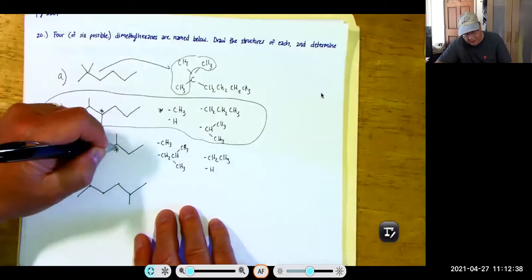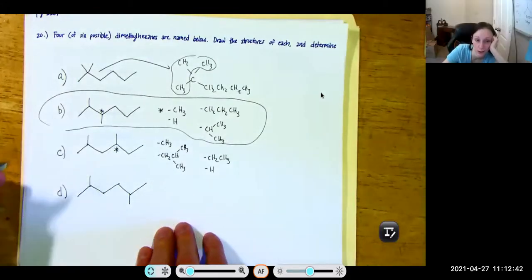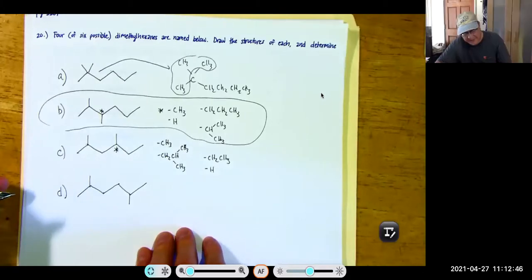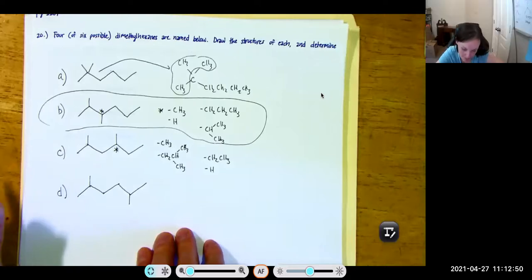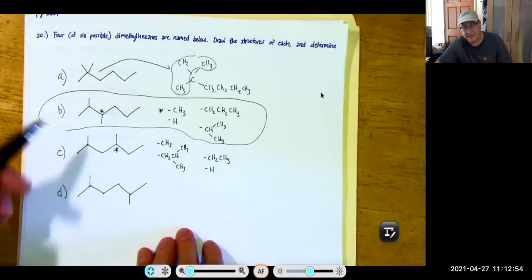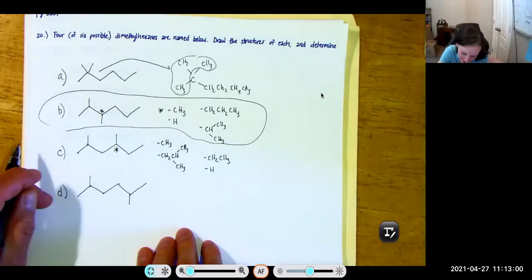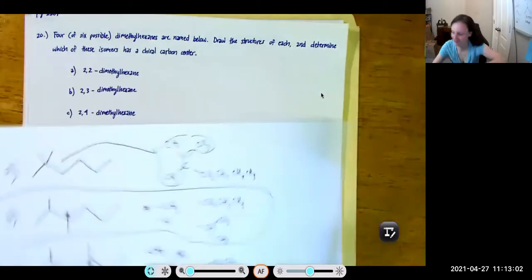What is the symbol often used for a chiral carbon? Apparently it's an asterisk. How about D? No. And is the asterisk above the carbon or below the carbon? The answer is it's next to the carbon. Okay.